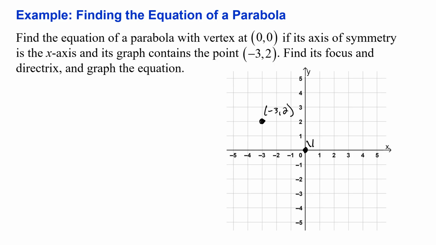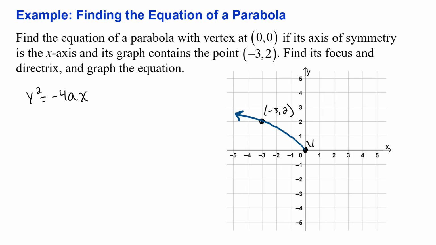So since the axis of symmetry is the x-axis, we know the parabola will open to the left from the vertex passing through the given point (-3, 2). So I'm going to draw the upper half of the parabola passing through the vertex and the given point. Therefore, we know the general equation of the parabola would have to be y squared equals -4ax.